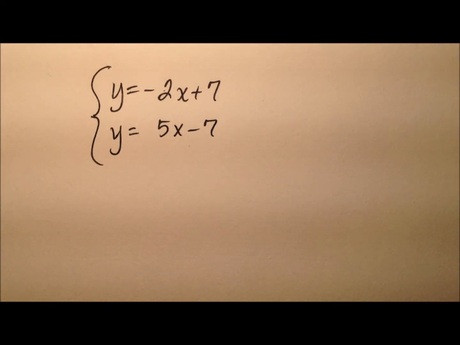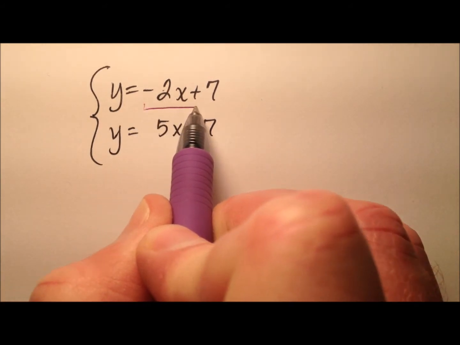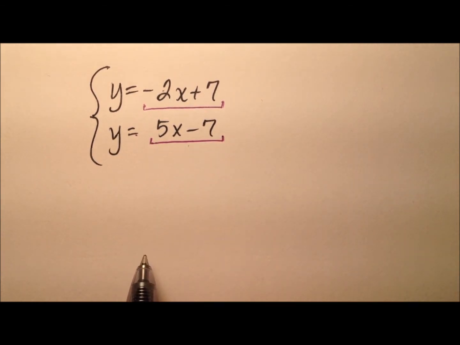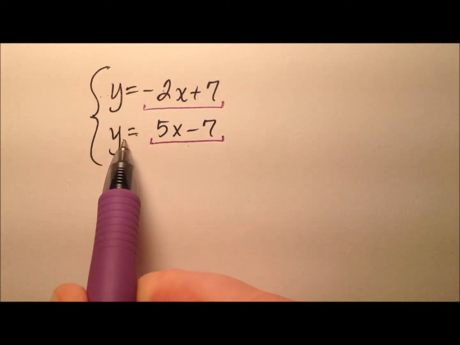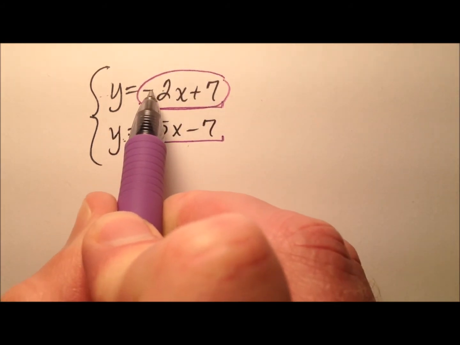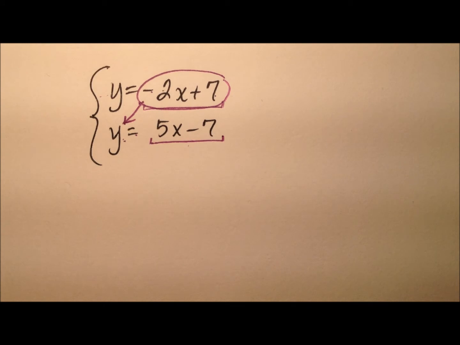In this first example, we see that both equations have been solved for y. So we know y equals the expression negative 2x plus 7, and we know y also equals the expression 5x minus 7. In substitution, what we're going to do is solve one equation for one variable, but in fact, both of the equations have already been solved for y, so we're kind of one step ahead. Then we're going to take the expression that's equivalent to y, this negative 2x plus 7, and substitute it into y in the other equation. In that way, we're going to combine the two equations together.